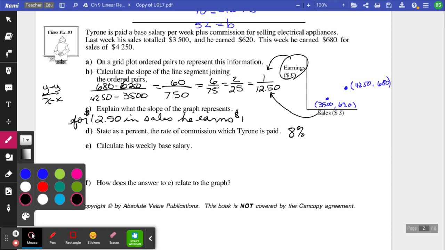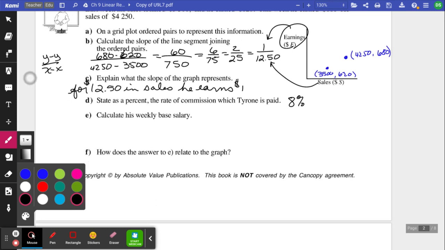How could we find that? Times his earnings by 8%. Okay, say it again one more time. Times what he earned by 8%. I think it'd be better to times his sales by 8%. Can you do it the other way too? No. So let's go times his sales by 8% and tell us how much he made from commission that particular week, and then find out what we're missing.